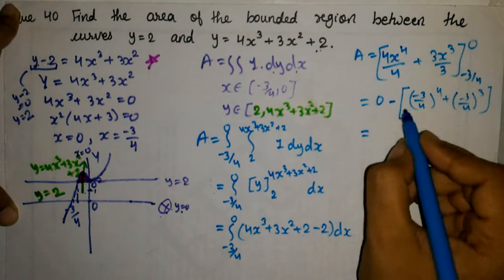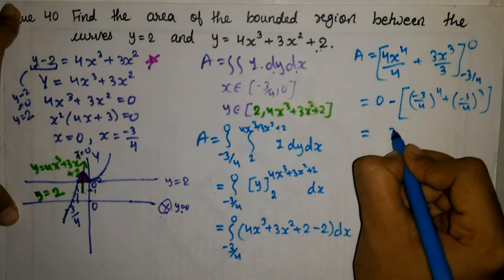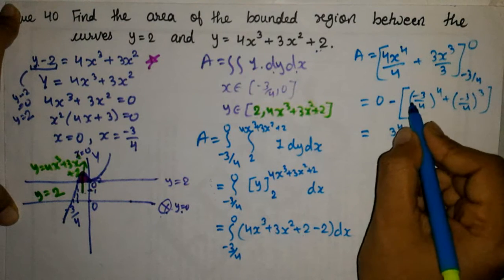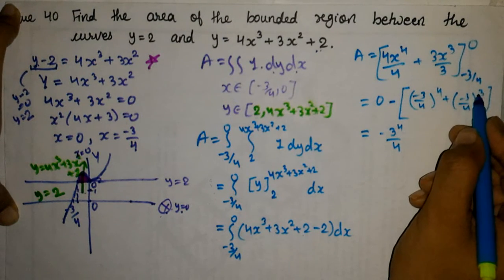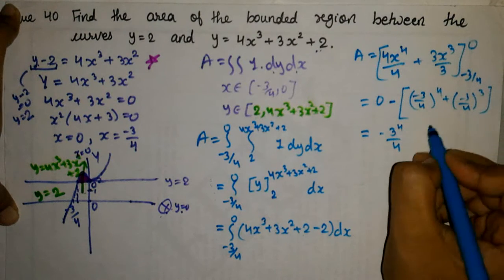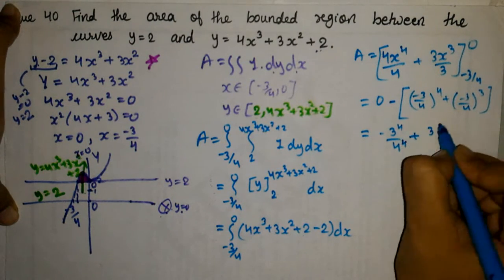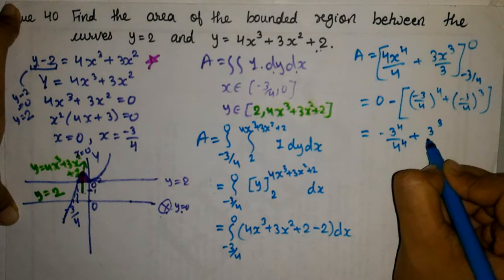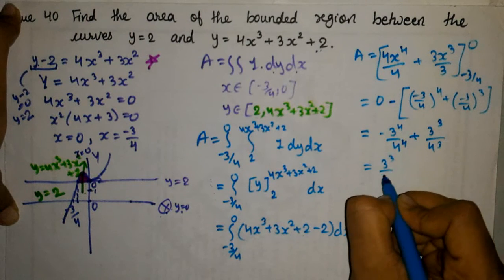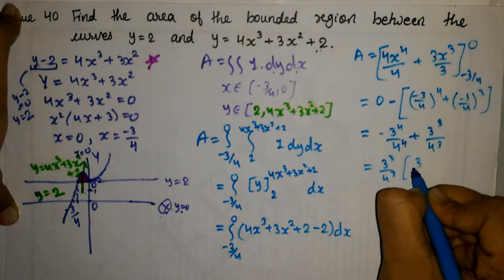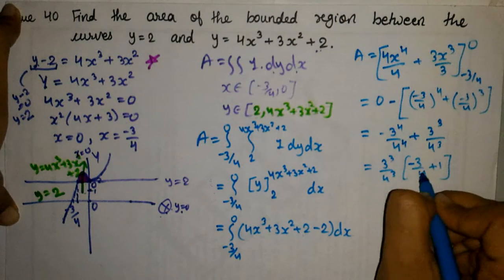Solving this, we get 3 raised to 4, minus will come inside, upon 4, and here it is going to be minus. So minus will get plus, 3 upon 4, and here is 3 cube upon 4 cube. Now let's take 3 cube upon 4 cube common. So we get 3 by 4 plus 1. Here it is minus 3 by 4 plus 1.